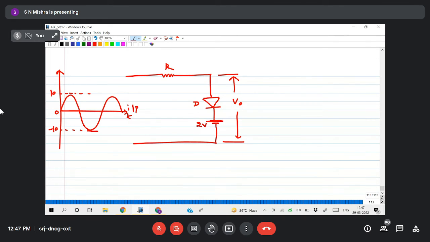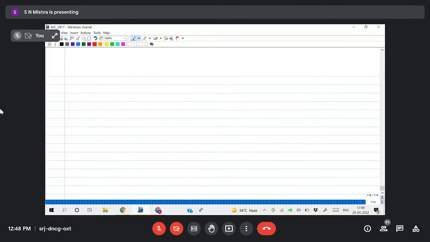Then the diode is on. So the first condition is Vi greater than 2 volt, then D is on. Reverse, Vi less than 2 volt, D is off. So once you get this condition, then you draw the equivalent circuit. First equivalent circuit, Vi greater than 2 volt.